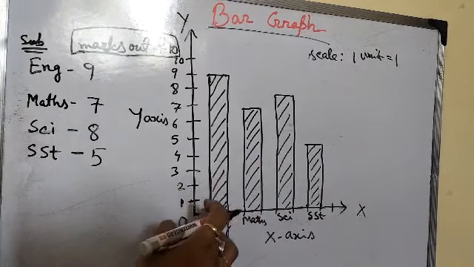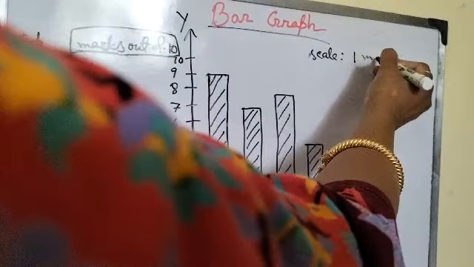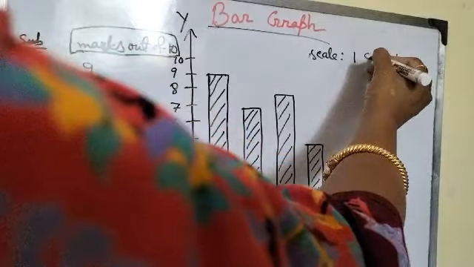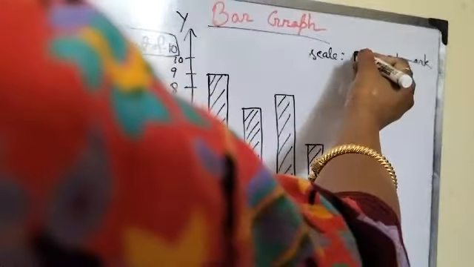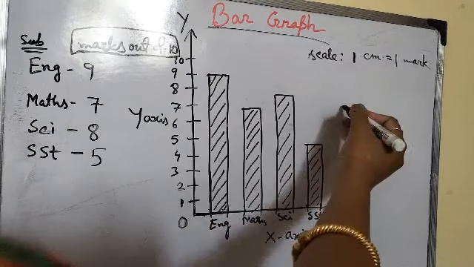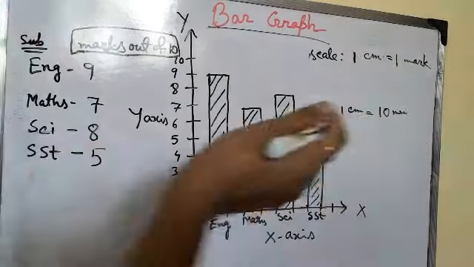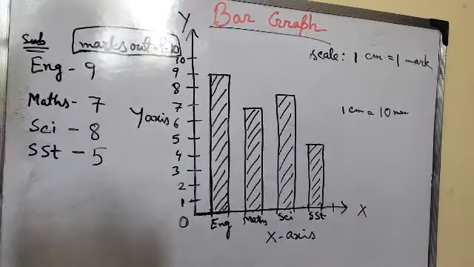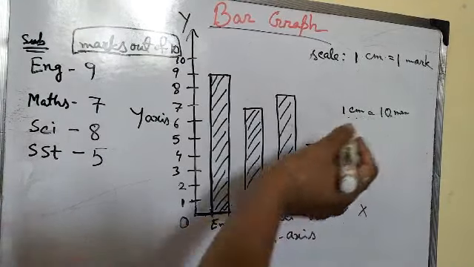So if you use a millimeter graph, then 1 centimeter equal to 1 mark. 1 centimeter, because 10 small boxes make 1 centimeter, because we know that 1 centimeter equal to 10 millimeter. That's why I have taken 1 centimeter.